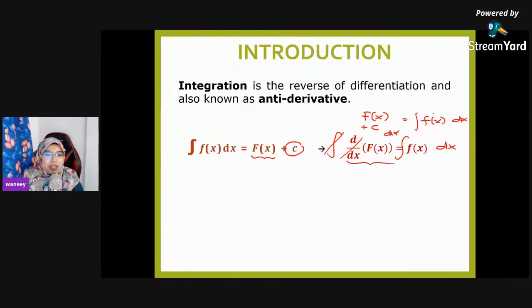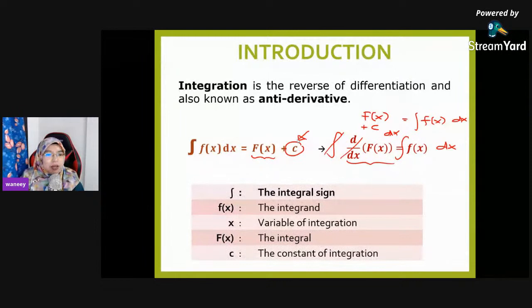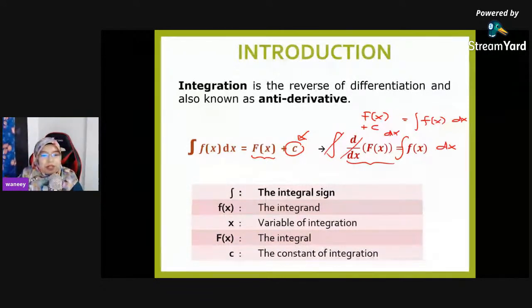So that is why there must be a constant when we integrate something. We must always write down a c. Small c or capital C, it doesn't really matter, but normally we use c. Okay, so those things, sometimes people call it a snake, so those are actually the integral sign. Every time we do something with integration, do remember to always write down the integral sign. Integral sign, integrand, variable of integration, the integral, and the constant of integration.